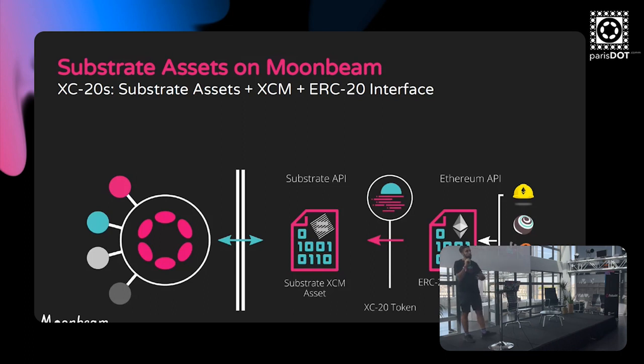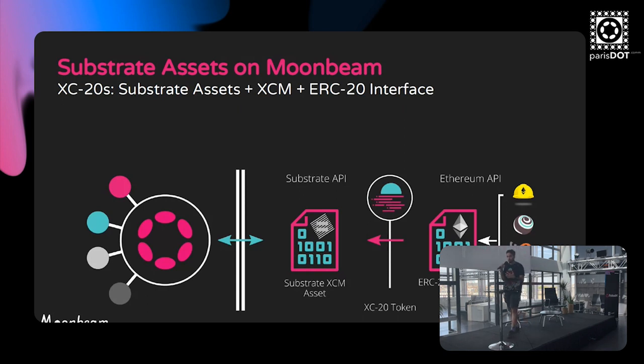But because in Moonbeam we're focused on Ethereum compatibility, we added an Ethereum-compatible layer on top of that, which is basically an ERC-20 interface for these substrate assets. This means that any substrate asset on Moonbeam will have the typical transfer and approve functions that are really familiar for Ethereum developers. This actually means that any EVM application built on Moonbeam, like a DEX, a lending protocol, or whatever, can use this ERC-20 interface to add these tokens to their EVM application.